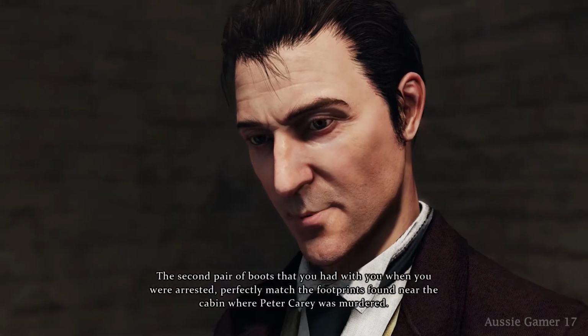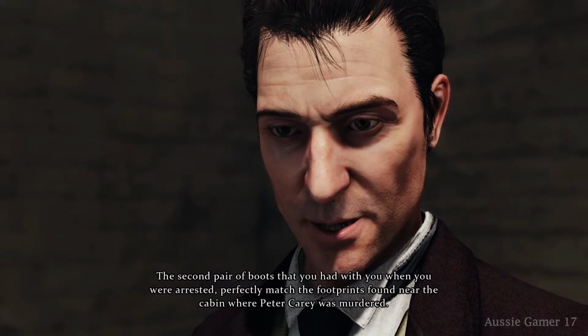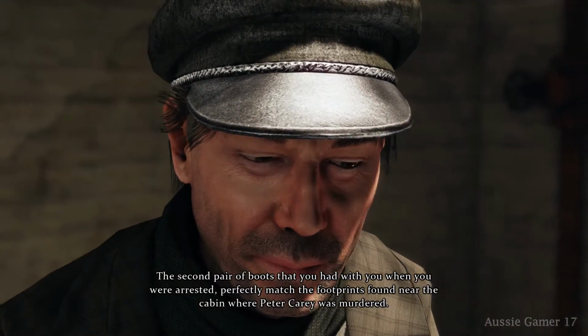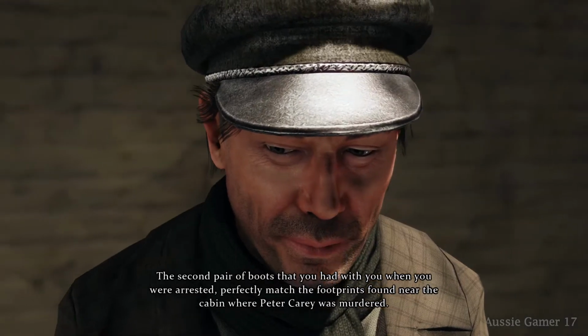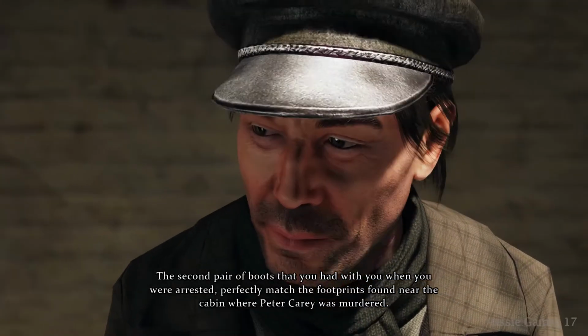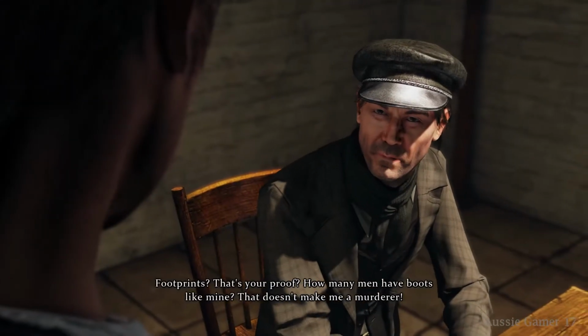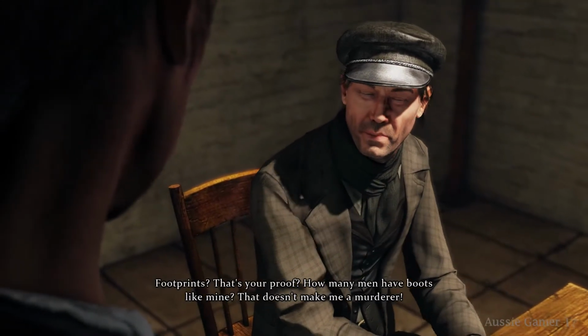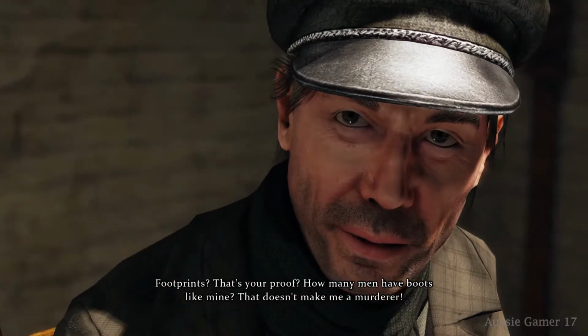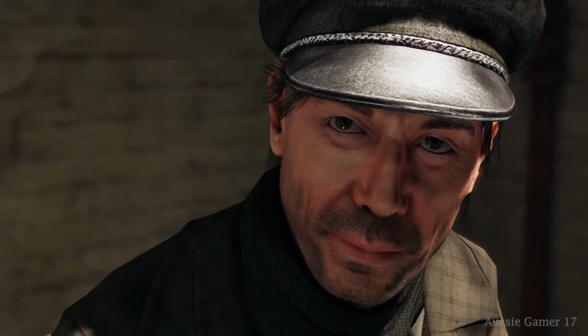The second pair of boots that you had with you when you were arrested perfectly match the footprints found near the cabin where Peter Carey was murdered. Footprints? That's your proof? How many men have boots like mine? That doesn't make me a murderer.